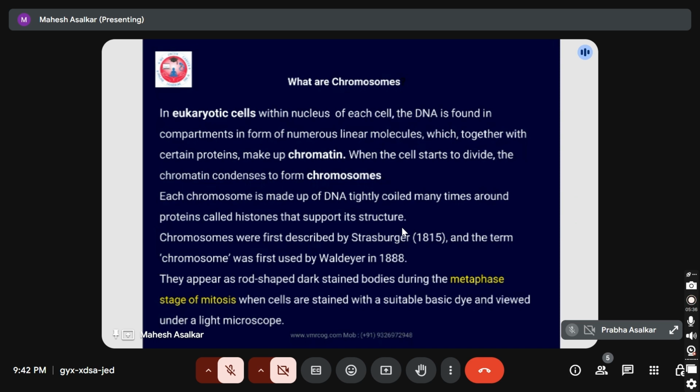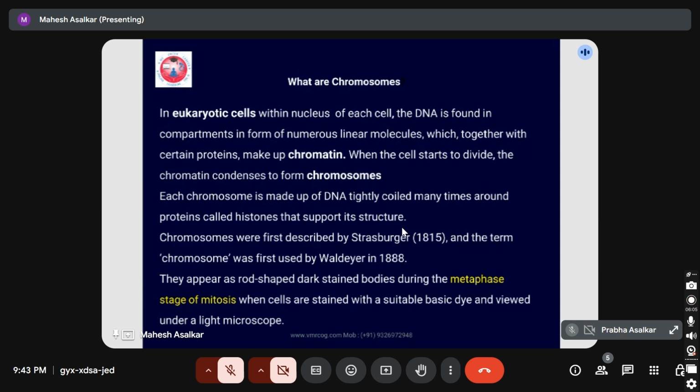Each chromosome is made up of DNA, which is tightly coiled many times around proteins called histones that support the structure. Chromosomes were first described by Strasburger in 1815, and the term chromosome was first used by Waldeyer in 1888. They appear as rod-like dark stained bodies during the metaphase stage of mitosis, when cells are stained with a suitable basic dye and viewed under the light microscope.